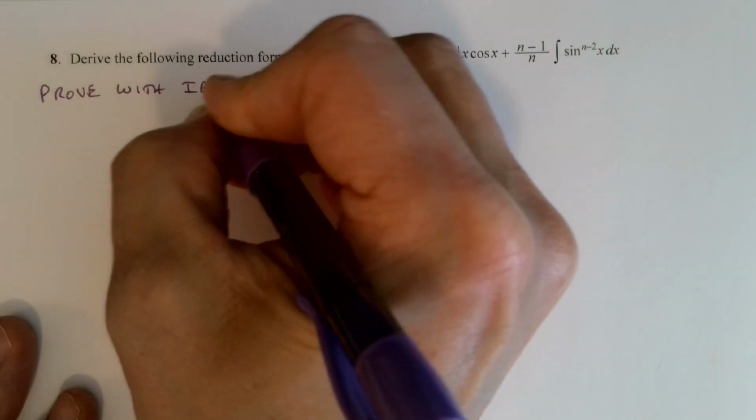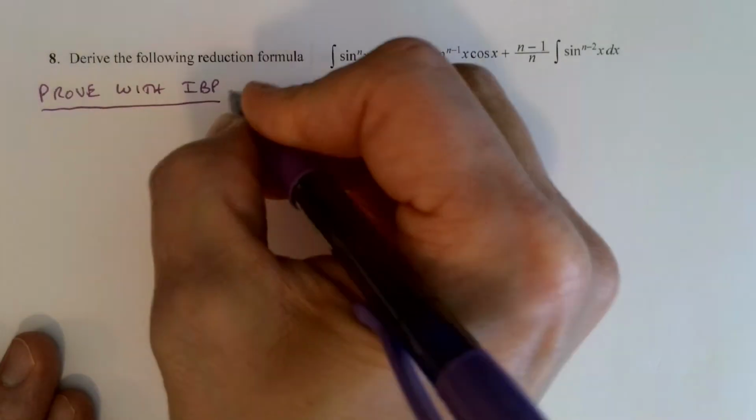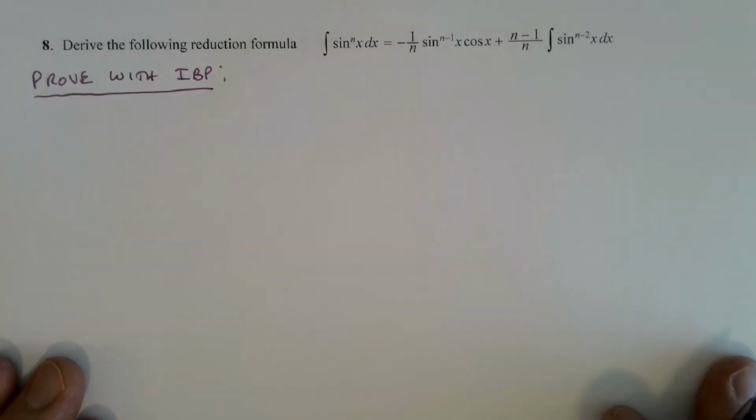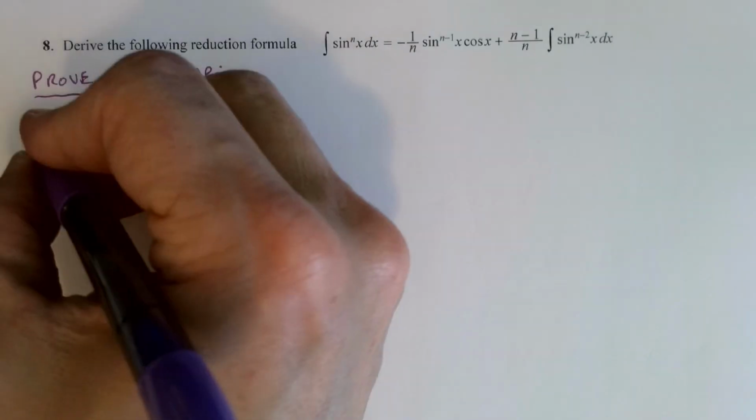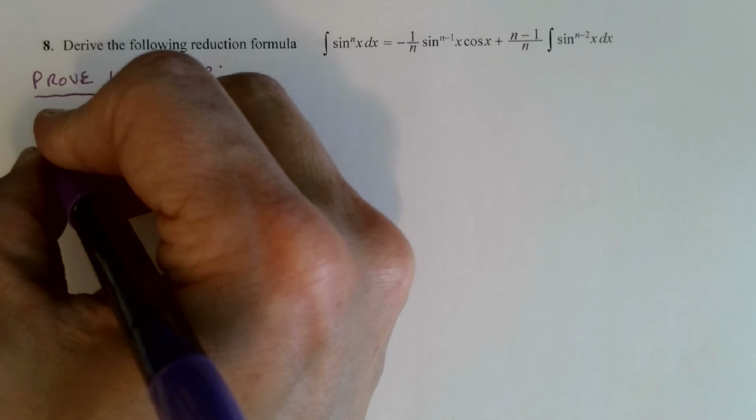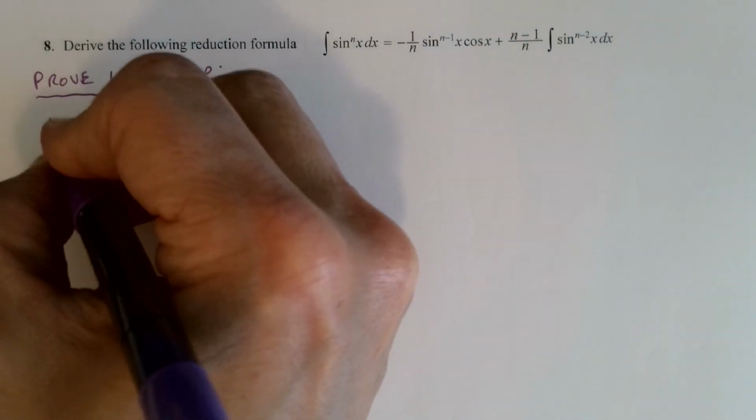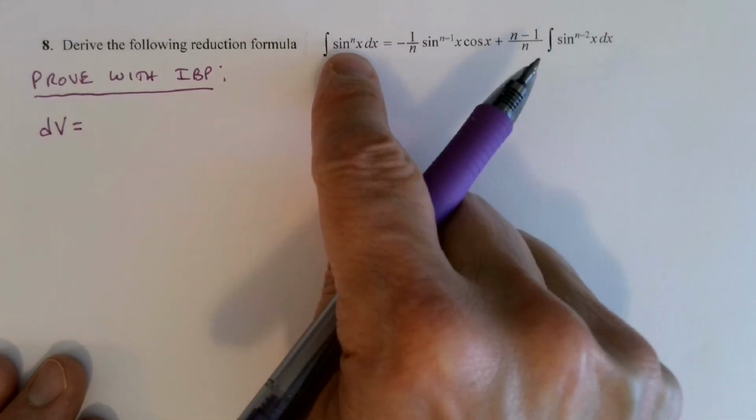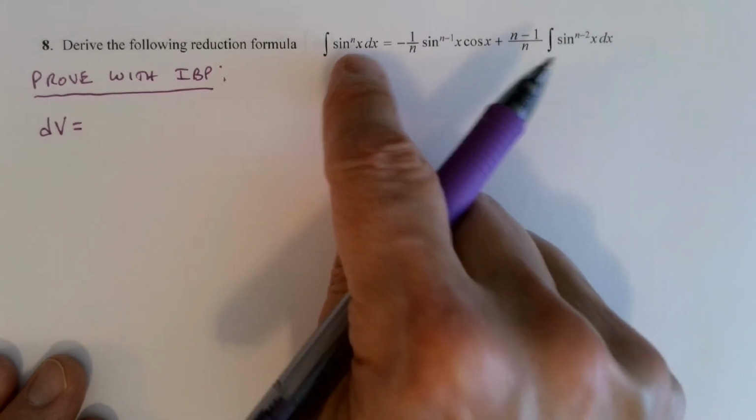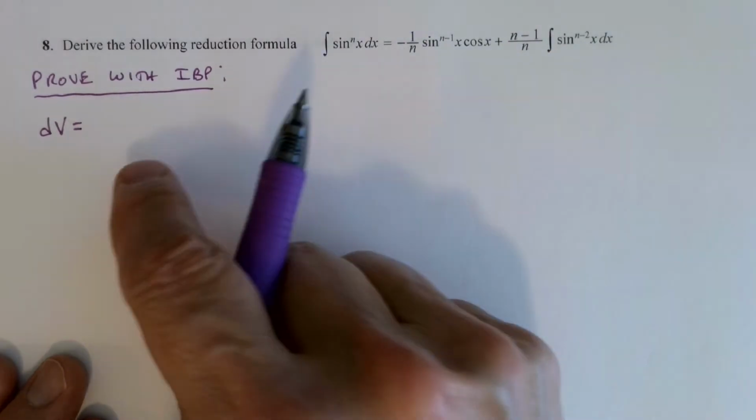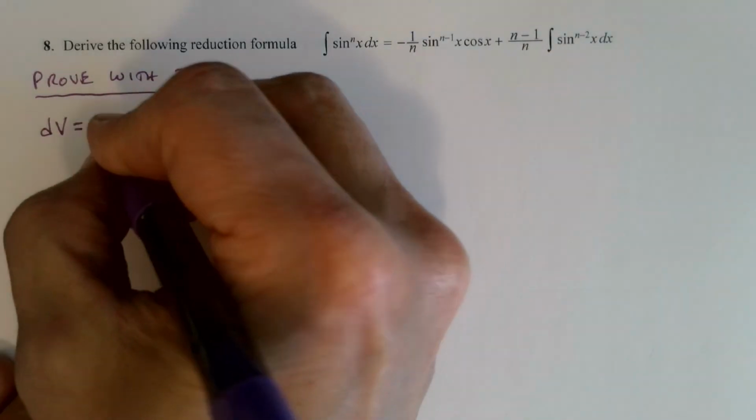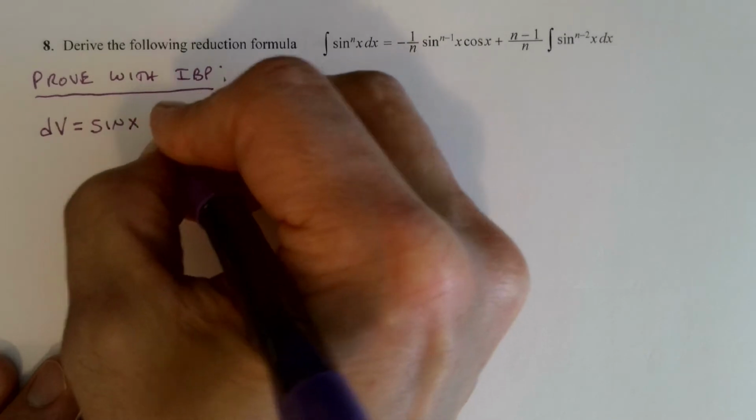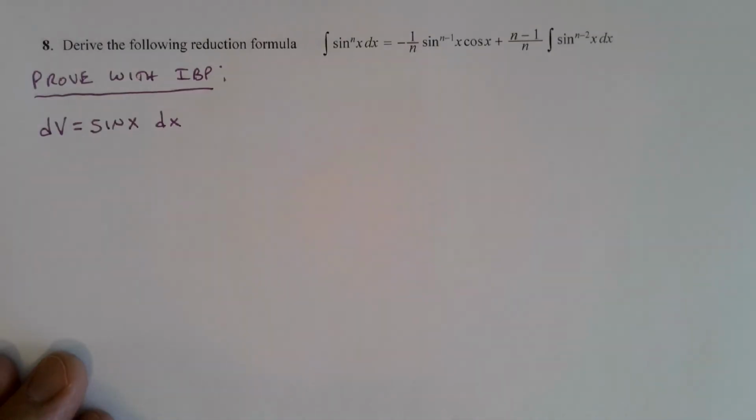But it's going to look a little bit different. So I want to step you through this process. What I'm going to choose here is the dv first this time, because all I've got is sine of x. I've got n of them. Sine to the nth x is sine of x times itself n times. But I'm going to choose one of these sine of x's because that's the only thing I know how to integrate. I can't integrate sine squared of x yet, or sine cubed. Until I get this formula, I can't do that.